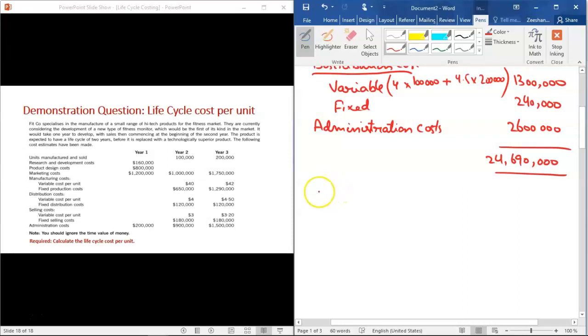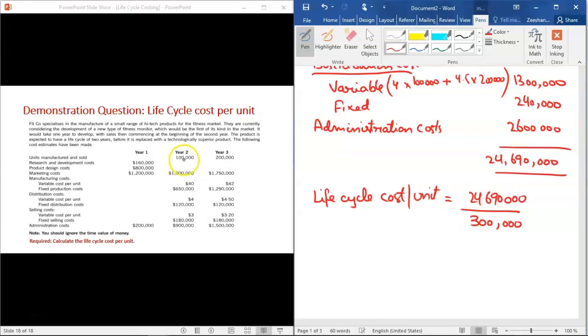Now the requirement was to calculate life cycle cost per unit. So as a final step, we need to divide this total of life cycle cost by the total number of units, and total number of units are 300,000. So they're given 100,000 year 1, year 2, and 200,000 year 3. So this is 300,000. So that means our answer is $82.30. So the life cycle cost per unit is $82.30.